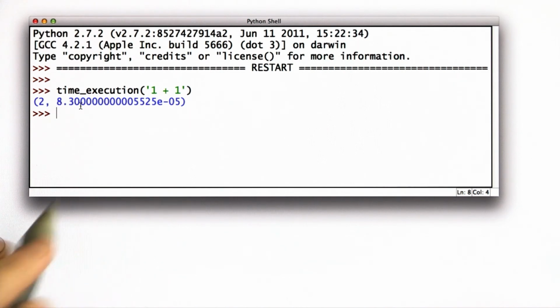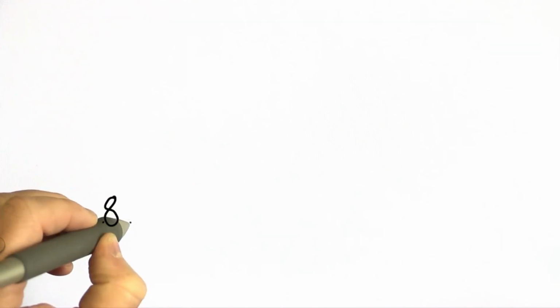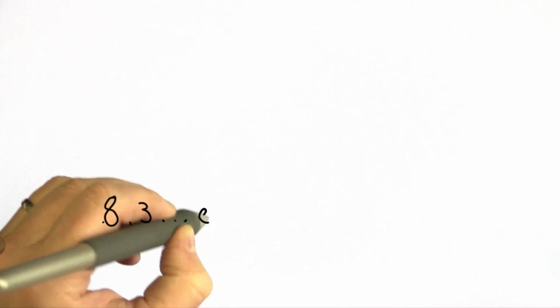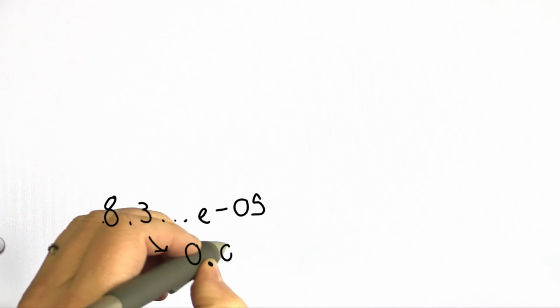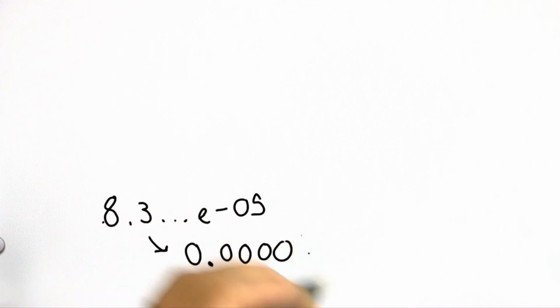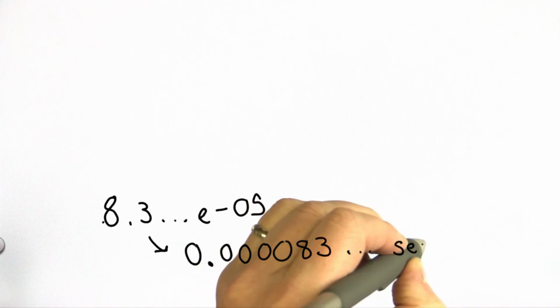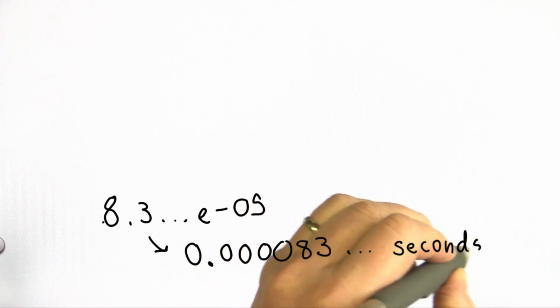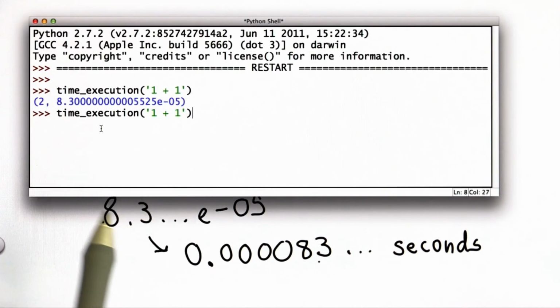A little hard to read. So it looks like 8.3 and then e to the negative 05. So what that means, that's using scientific notation. The negative 05 is where the decimal point is. So what that really looks like is this: there are 4 zeros followed by the 83. And that's a value in the number of seconds. So the number of seconds it took to run is 0.00008 seconds.